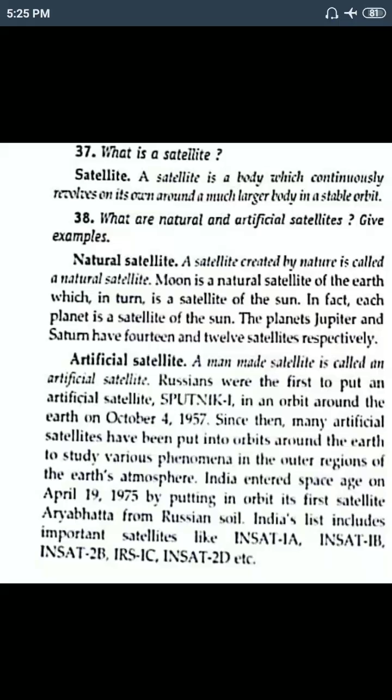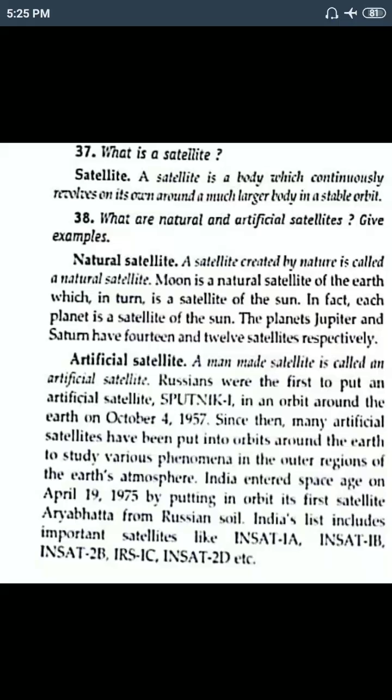For example, the moon revolves around its own axis, and it also rotates around the earth. The earth is the larger object, and the orbit of the moon is a stable orbit. That's why the moon is called the satellite of the earth. Earth has only one satellite, we know that. So this is a satellite.